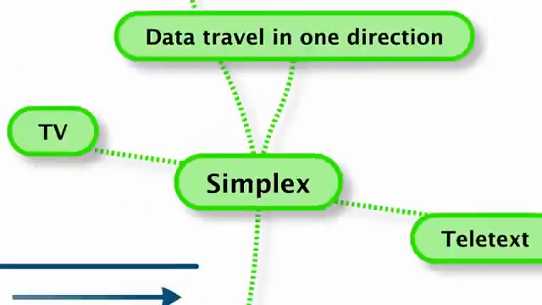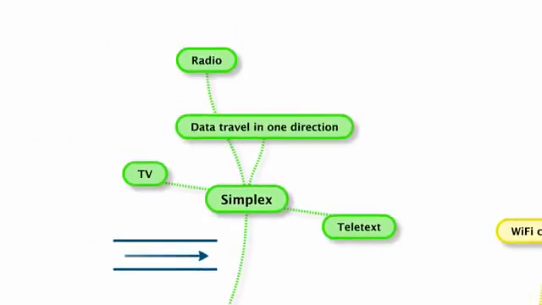Simplex. All right. Simplex is where data can only travel in one direction. So the data will be traveling down a wire in one direction. One direction. Do a little song for you there, but I'm not going to. So data can only travel down in one direction. An example could be a TV or your radio or teletext.